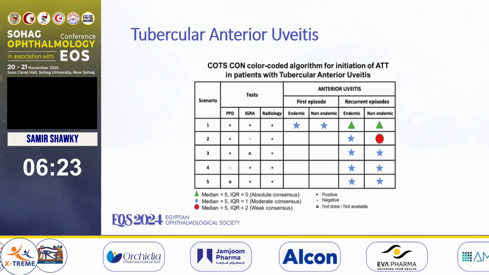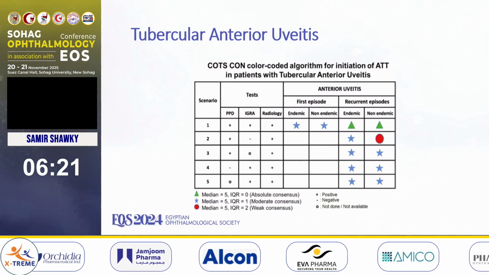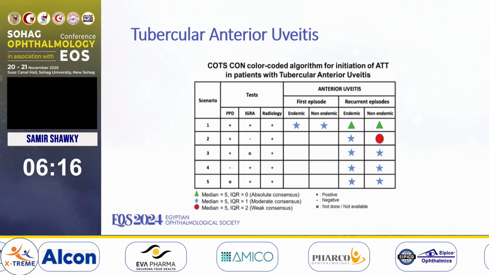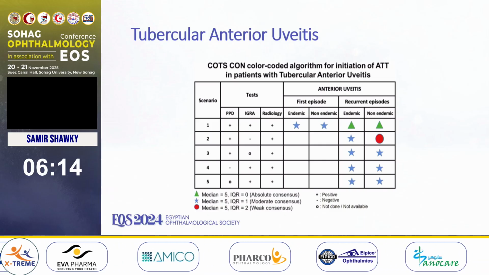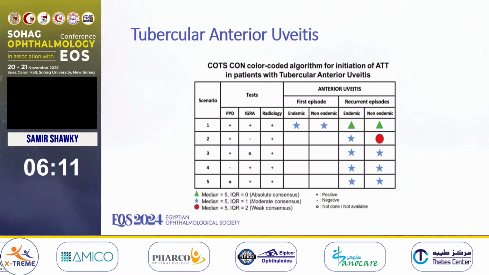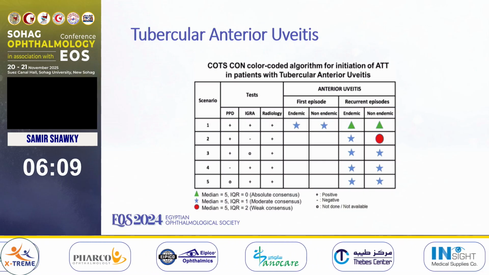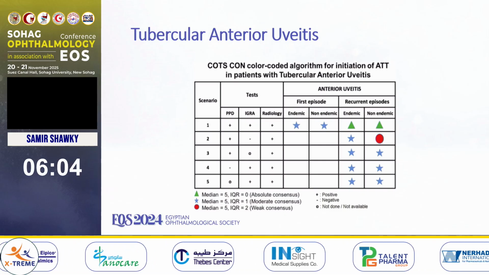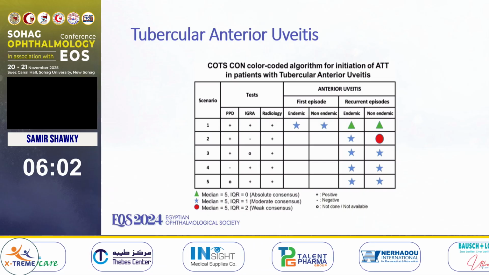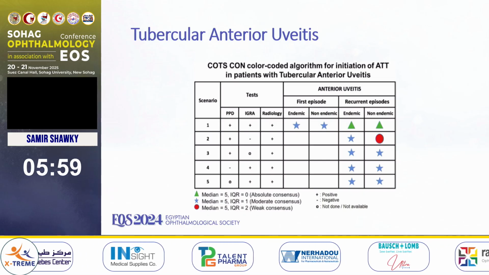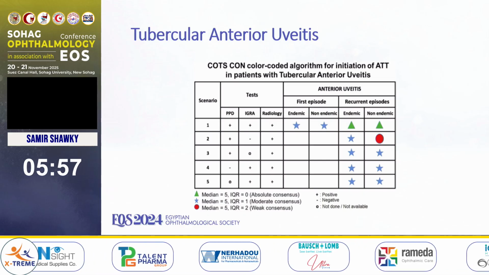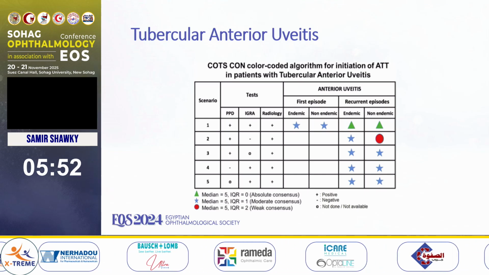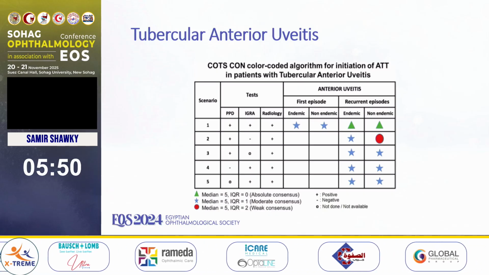For example, if you have anterior uveitis, you must have a positive radiology. As you can see here, in all situations, you must have a positive CT chest or X-ray finding in addition to either positive tuberculin test or quantiferon in order to start treatment. So these are very tough criteria. Remember, you cannot start antitubercular medication without a chest X-ray or CT evidence according to the COTS criteria.